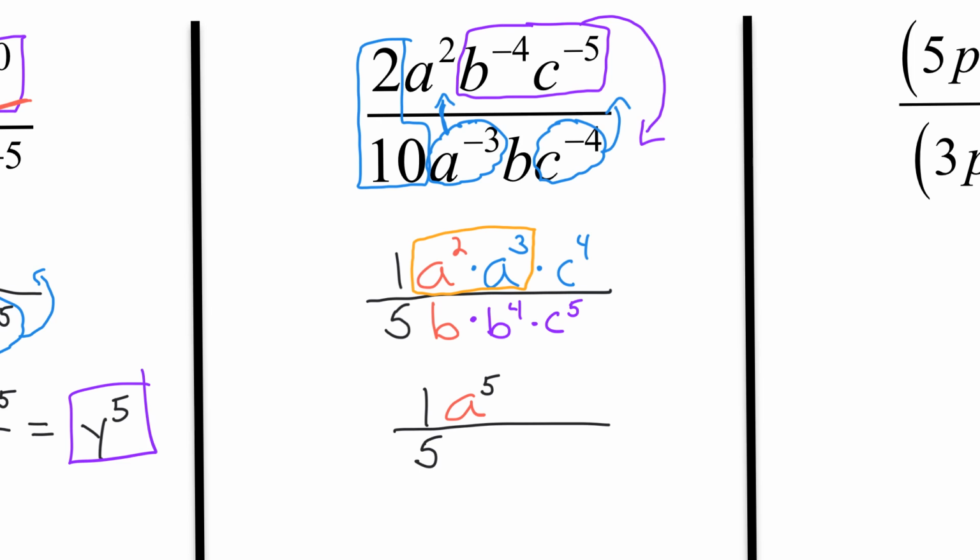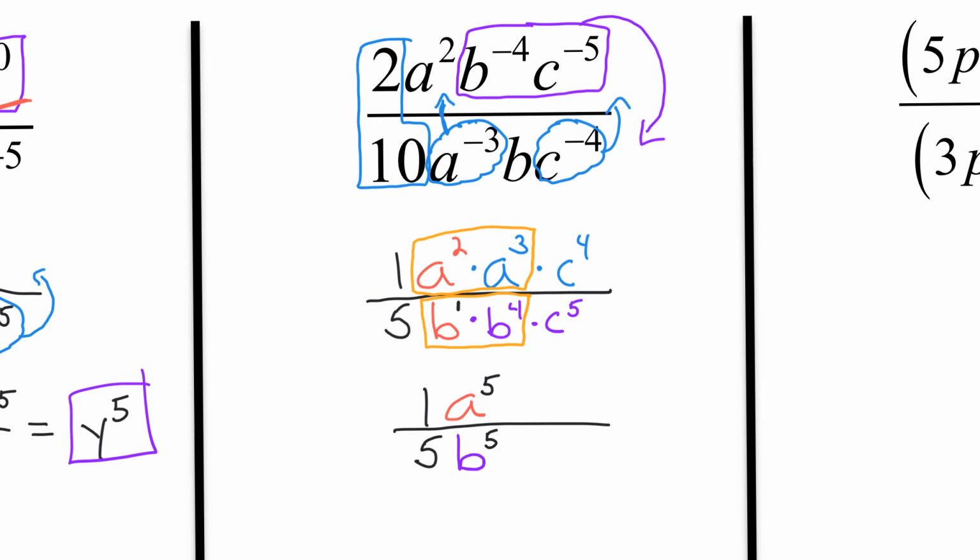Then I look at the b's. On the bottom, I have b to the 1st power times b to the 4th power. And I'm going to put a 1 right there so you guys know that it has an invisible 1 exponent. Since the b's are on the bottom of the fraction, the denominator, and they're multiplying the same base, you add the exponents. So I'm going to keep the b on the bottom, and I'm going to add the exponents. 1 plus 4 is 5.